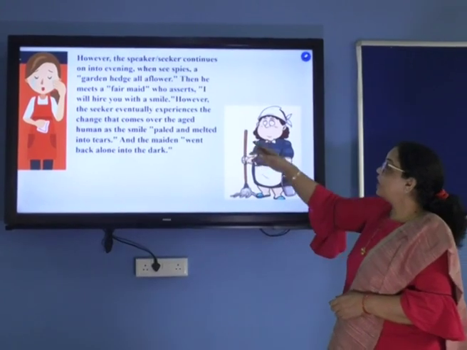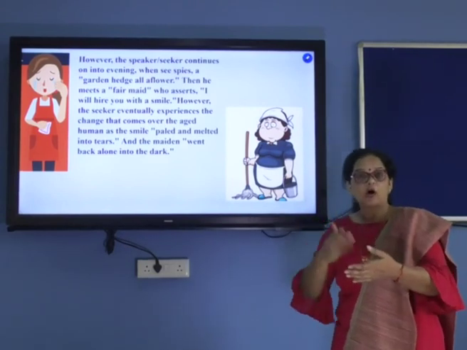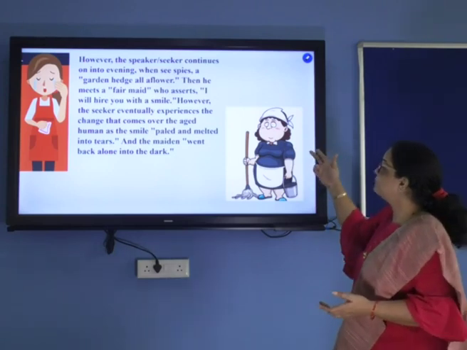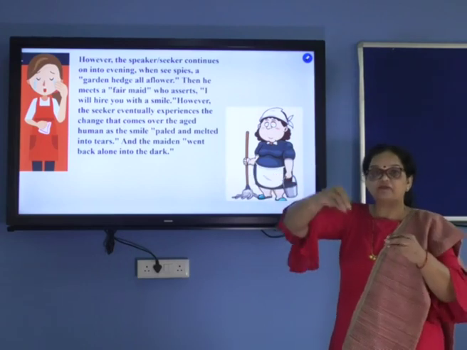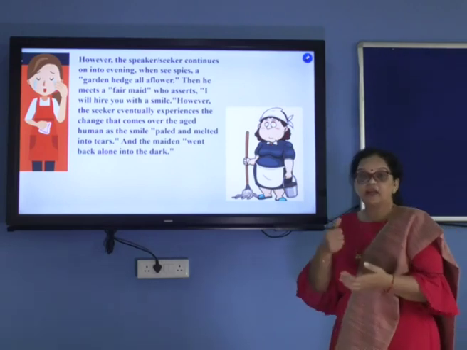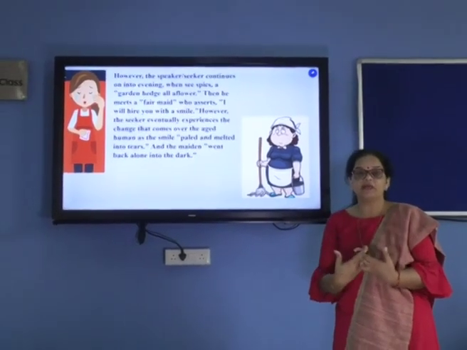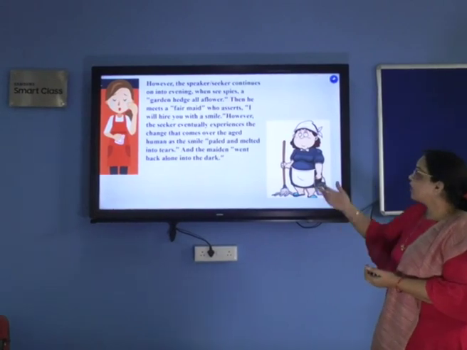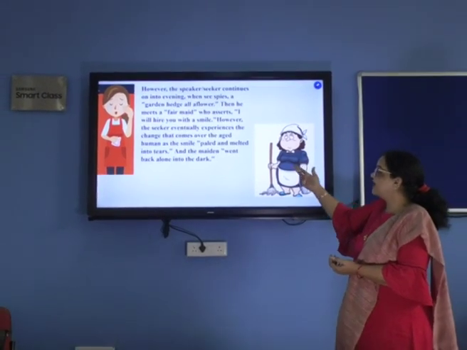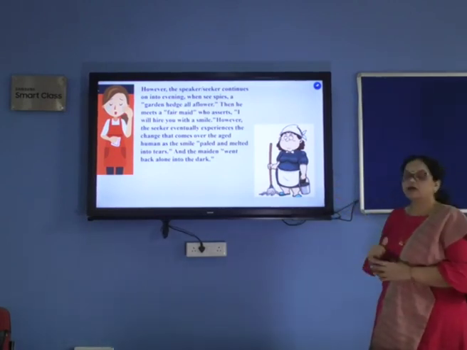Now what happens? However, the seeker continues into the evening. He continues, goes on and on for his job. When he spies a garden hedge all aflower, when he sees that there is a garden hedge with flowers on it, then he meets a fair maid. There a beautiful maid is standing, and she asserts, I will hire you with a smile. She said, okay, come and work for me, I will give you my smile. But, however, the speaker eventually experiences the change that comes over the aged human as the smile paled and melted into tears, and the maiden went back alone into the dark.